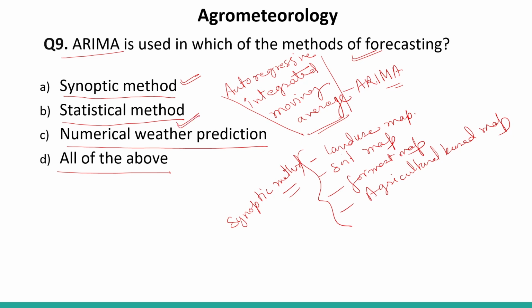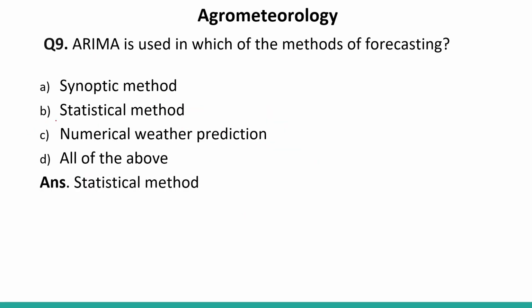Different statistical tools are used for weather forecasting. One of these tools is ARIMA, the autoregressive integrated moving average, which comes under the statistical method. And in numerical weather prediction, different numerical data are used for the weather prediction. So the correct answer is the statistical method. ARIMA is used in the statistical method of forecasting.